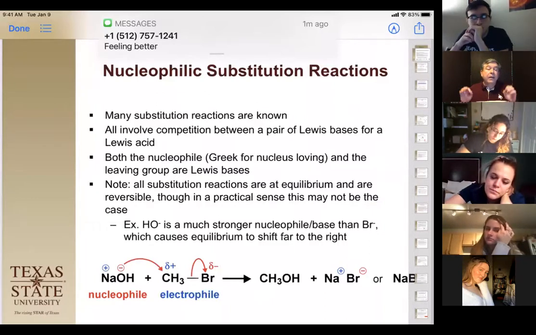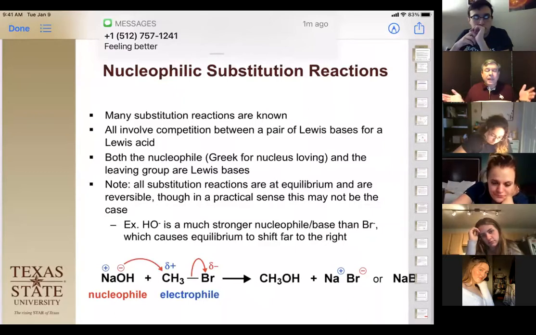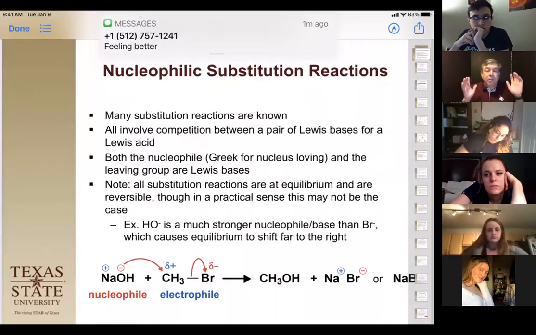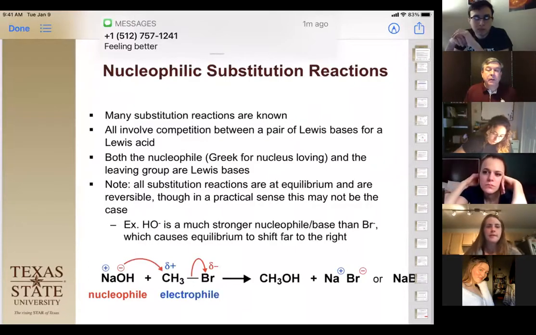Now, the part that leaves is what we call the leaving group. And the other part of our Lewis acid base pair is our Lewis acid. So our Lewis acid is the electrophile. And you're going, well, how is carbon an electrophile? It doesn't have a positive charge on it. This is where bond polarity comes in. Whenever you look at a carbon compound, you want to look for the polar bonds. The polar bonds tell you what kind of partial charge is going to be on that carbon.